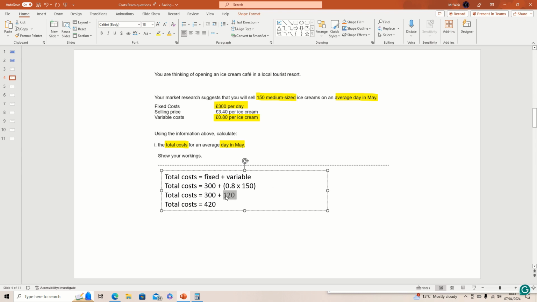So 120 has come from 0.8 times 150, 300 is the number in the question, and the total cost is 420 because that's them added together.